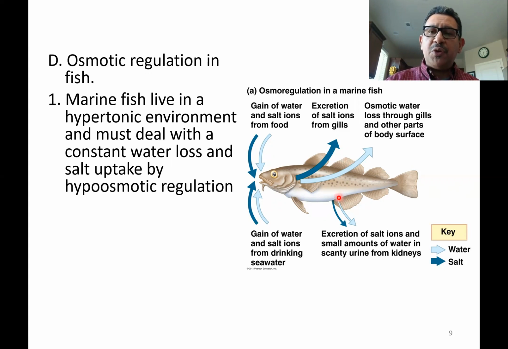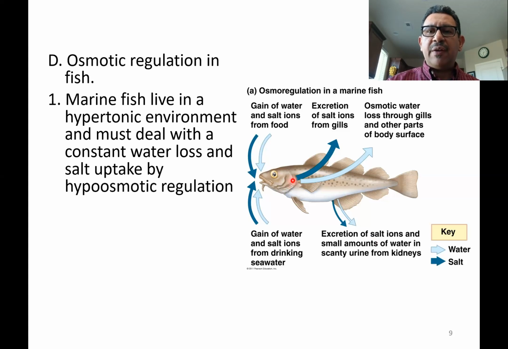These animals produce a urine that is very concentrated. It's a small amount of urine, so they don't lose additional water, and there's going to be a high concentration of salt ions, sodium chloride, that are going to be excreted through the urine. So producing a concentrated urine allows the fish to get rid of excess salt.